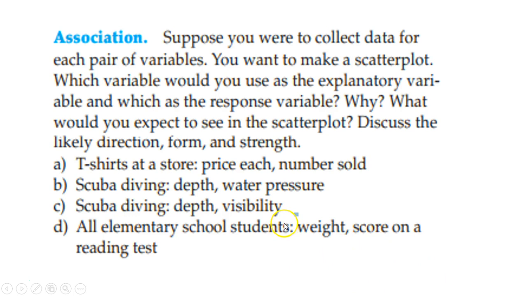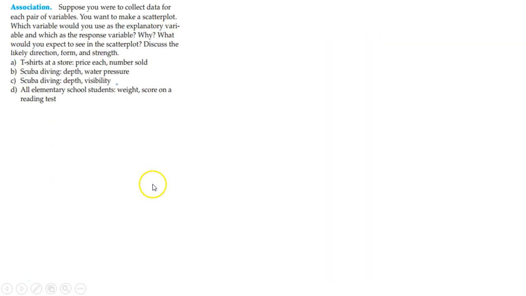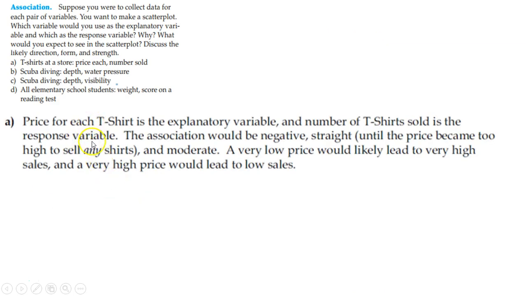More than likely, you can do whatever on the test. So the point is, as you look at this, the price for each t-shirt is probably explanatory. The number of t-shirts sold is probably the response, and the association would probably be negative. Because again, the higher the price goes, more people probably won't want it, and it'll probably be relatively moderate. There's no guarantee.